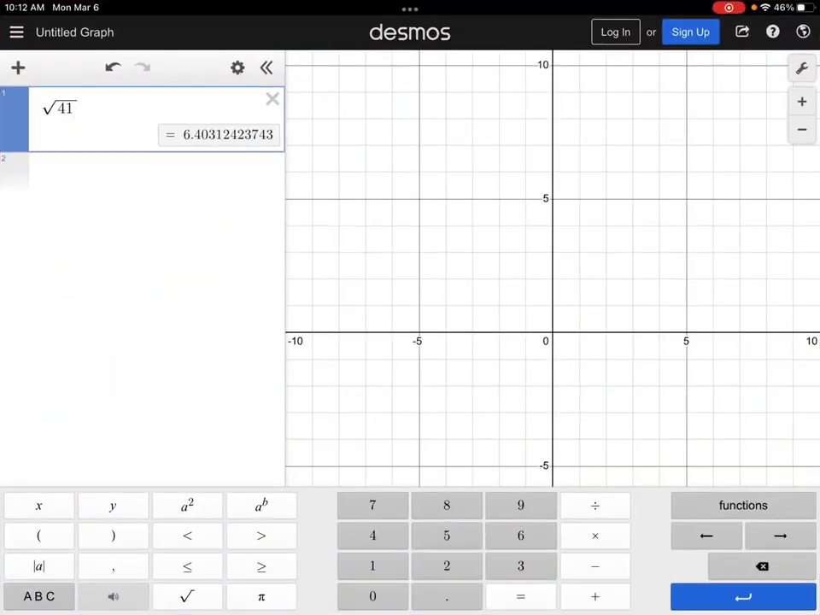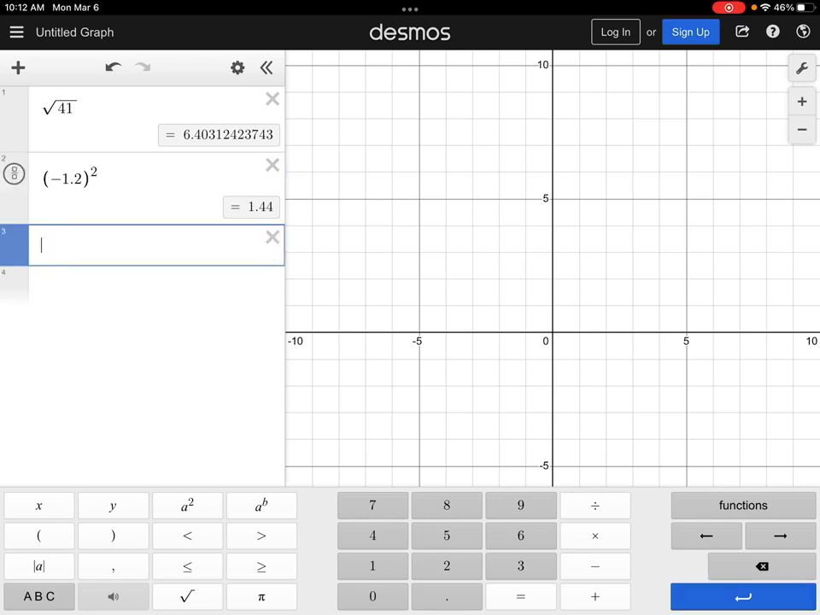So our first number that we're going to look at was parentheses, because I got to type it exactly as I see it, negative 1.2, I got to close those parentheses, with the exponent of 2. And I get a value of a positive 1.44. The other one had the negative on the outside, then the closed parentheses, 1.2 with the exponent on the inside. And we get a negative 1.44. That makes a big difference.